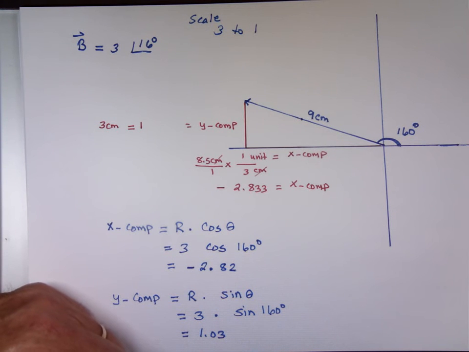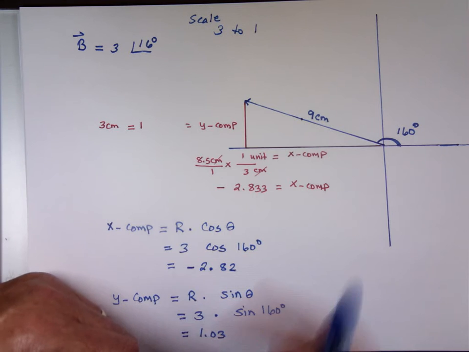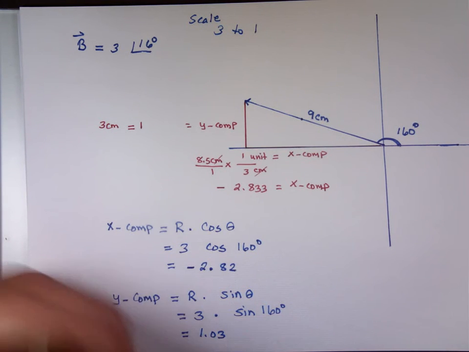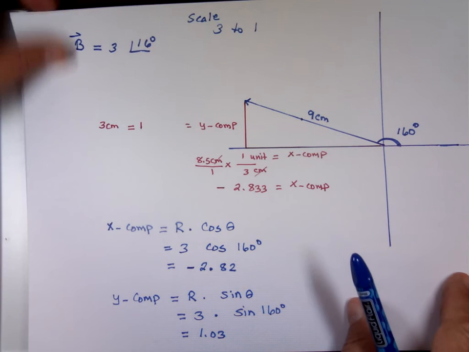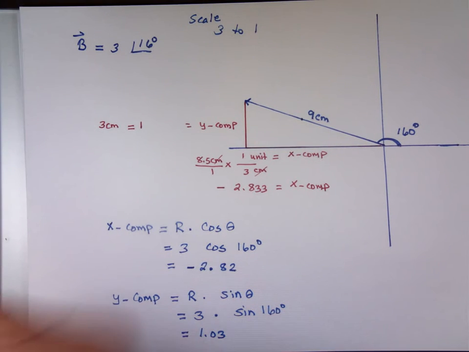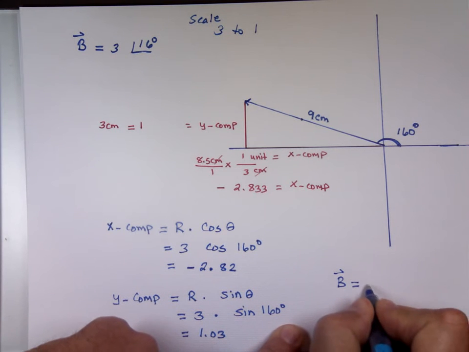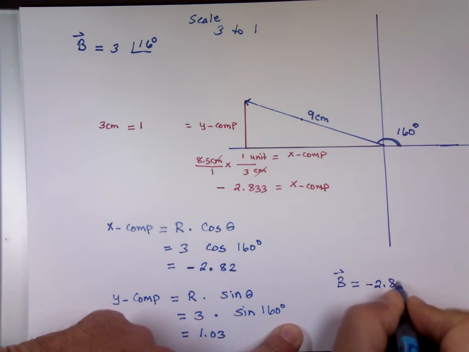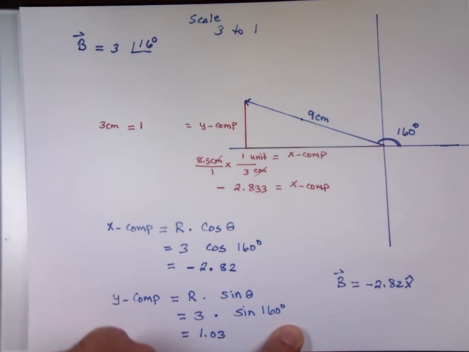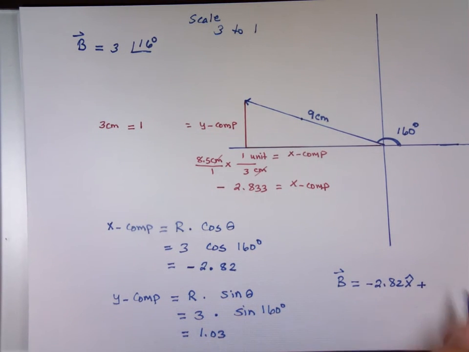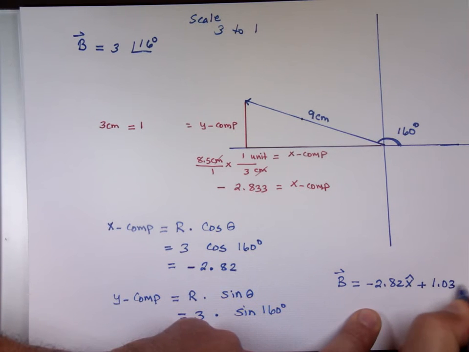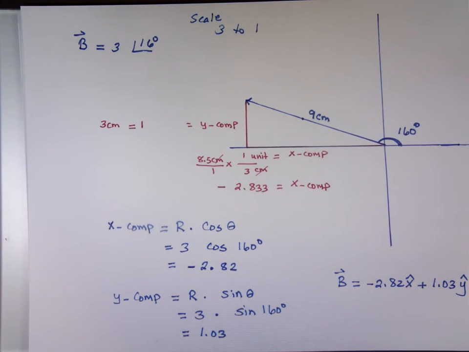If we know the x and y component, we can also find r and theta. We can do the reverse. So let's try that. So this vector, vector b, if you want to write that in x and y values, it's negative 2.82 in the x direction plus 1.03 in the y direction.